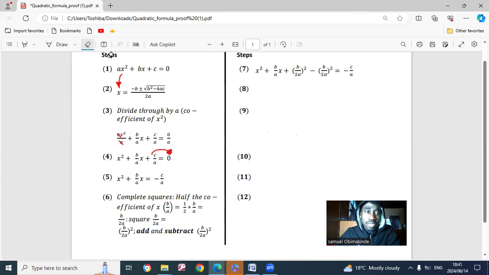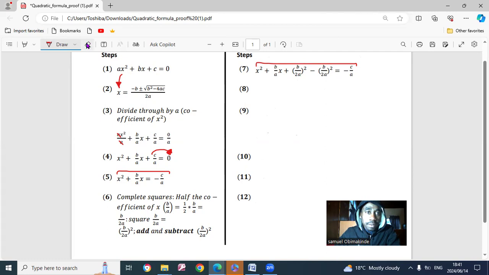So this equation that you see in step 7 is essentially the same as what you have in equation 5. We just rewrote it in a different way by adding and subtracting (b over 2a) squared at the same time.